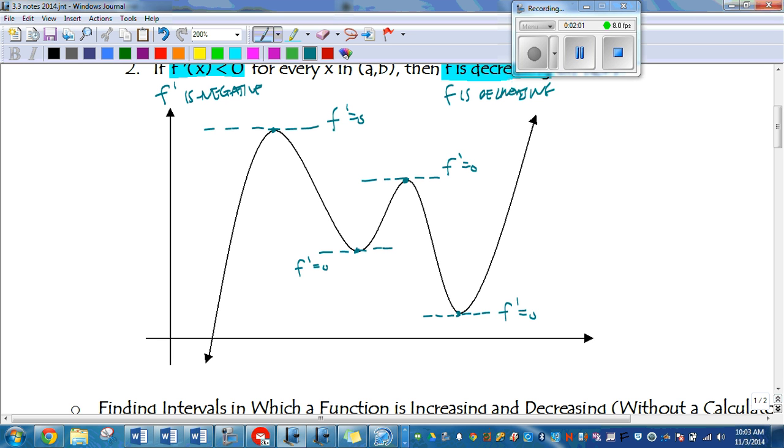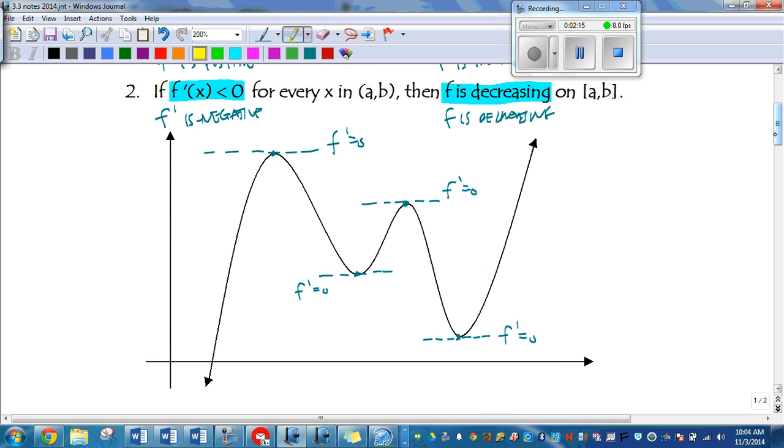Now what you'll notice, in between these critical values, in between these minimums and maximums, the graph is doing the same thing the whole time. It's either increasing the whole time or decreasing the whole time. So if we look at the very left side of the graph, as we keep going to the right until that first point where the derivative is 0, that whole time, what's going on with the function? It's increasing, right? F is increasing, and the derivative of f is greater than 0. The derivative is positive. It has a positive slope. The graph is increasing.